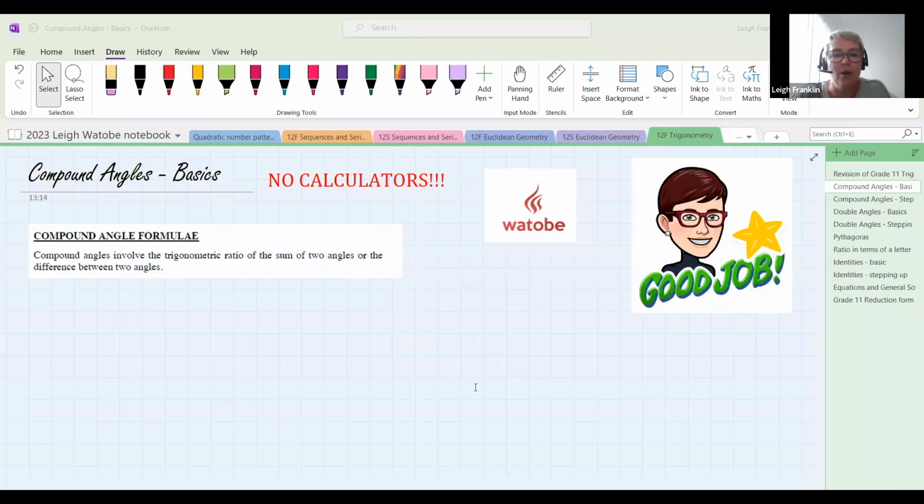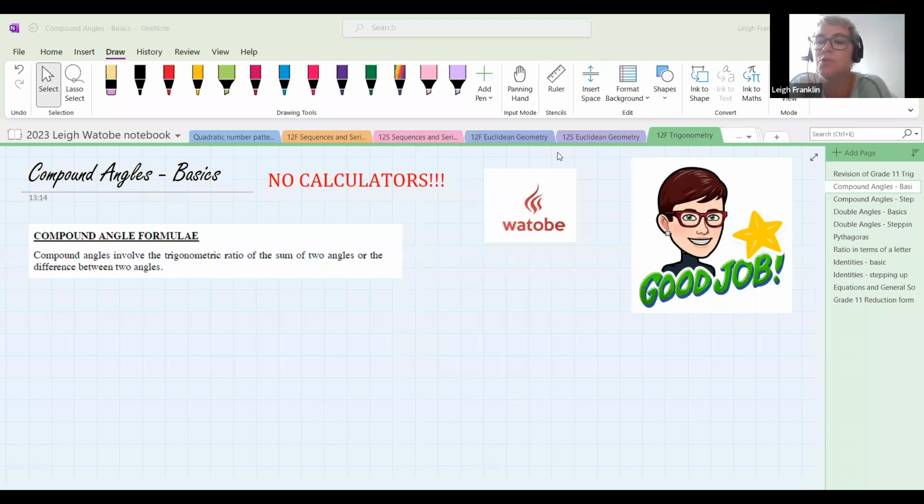But let's get cracking on compound angles. So in our first lesson the other day, we just revised basic trig, grade 11 trig, should I say. We spoke about reduction formulae, we spoke about the CAST diagram, etc. And if you recall, I was explaining to everybody that compound angles and double angles are what's new in matric, but the questions remain the same.